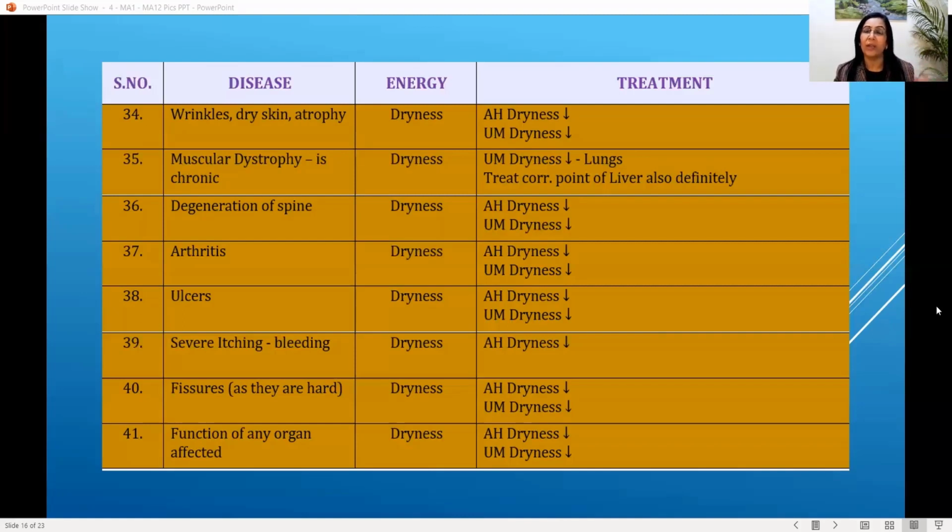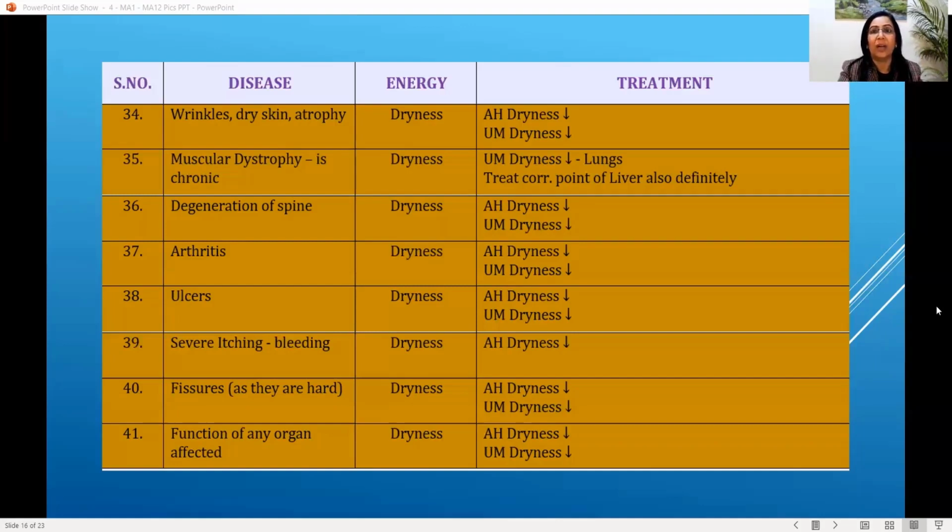Function of any organ, if it is affected, okay, because this dryness energy is at that level or at that age when the organs stop functioning properly. So if any organ is not functioning, then you can sedate dryness energy and then apply correspondence treatment for whichever organ is affected. So this is dryness energy.